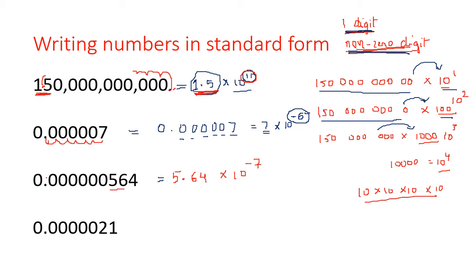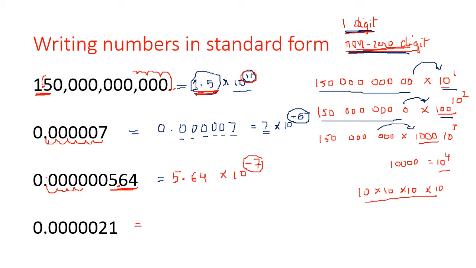Okay, here there are 3 non-zero digits. The decimal point comes after the first non-zero digit, so it should come after 5. How much the decimal point is moving to the right, that much negative power you have to put. So this is writing numbers in standard form.